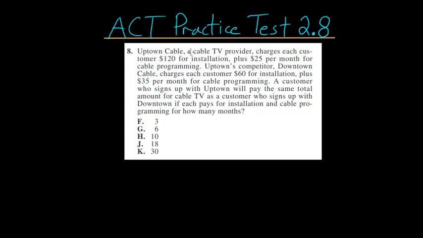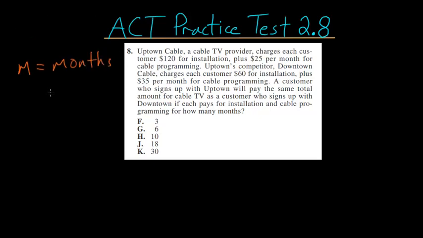So essentially, we're given the cost of this Uptown Cable and the cost of this Downtown Cable, and we need to determine at what amount of months the cost for each of these will be the exact same. So we need to figure out at what month the cost of Uptown Cable equals the cost of Downtown Cable. And since we're figuring out how many months it takes to get to this situation, let's make a variable for months. Let's say that M can be the variable for months.